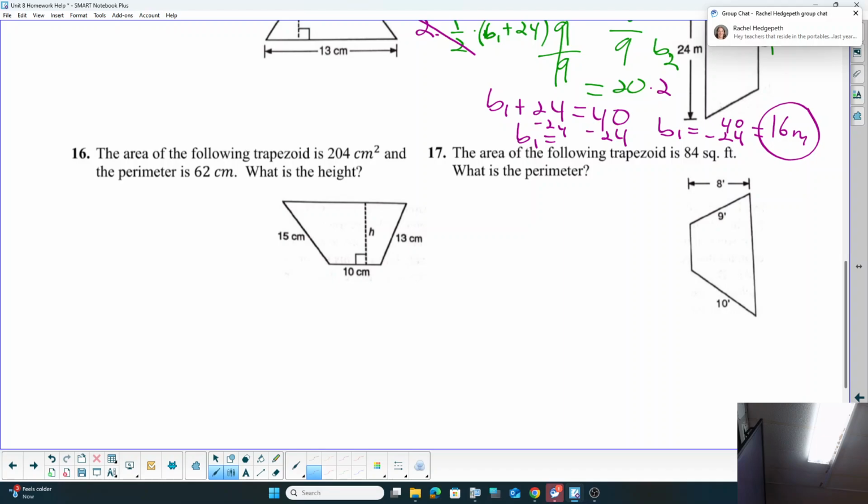The area of the following trapezoid is 84 square feet. What is the perimeter? I'm going to let you try this one on your own, numbers 16 and 17. And then I'll do another video to finish it off.